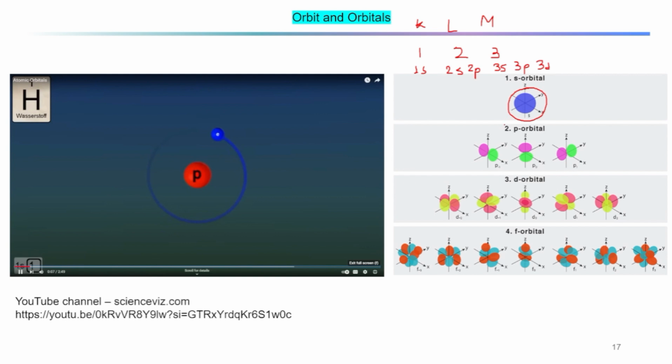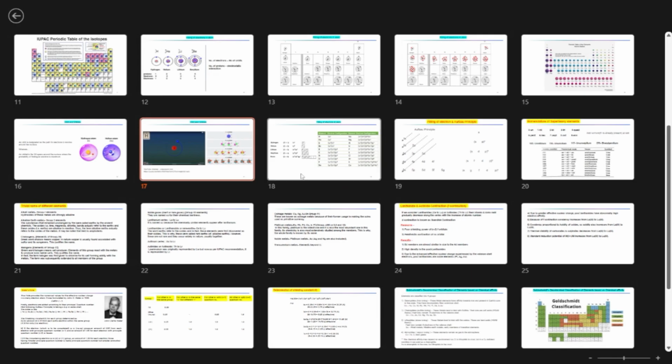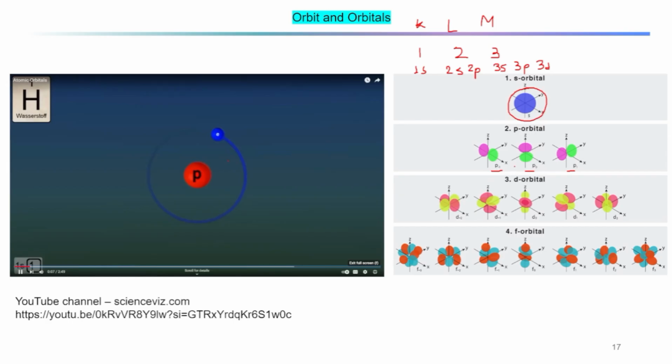Now let's see the p orbitals. P orbitals have three different compartments. This one is px, this one is pz, and this one is py. So the p orbital has px, py, and pz, these three different compartments. Now these p orbitals look like a dumbbell.